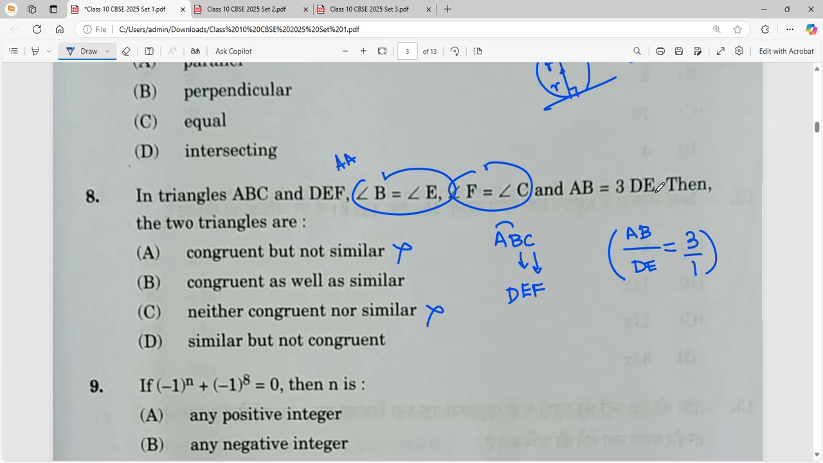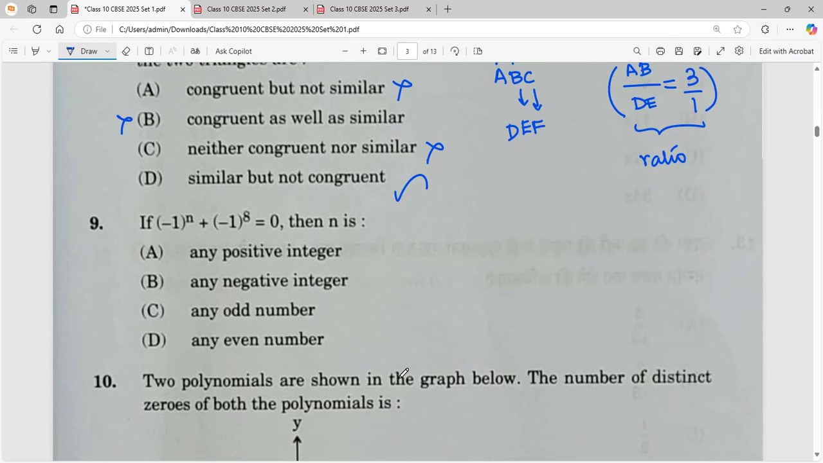Here AB is equal to 3 times DE, which means there is a ratio of the sides, so clearly the corresponding sides are not equal. If the corresponding sides had been equal, we could declare that the triangles are congruent. But since the corresponding sides are not equal, rather they have a ratio between them, we can conclude that the triangles are just similar, not congruent. So we can rule out option B. Option D becomes the correct answer.